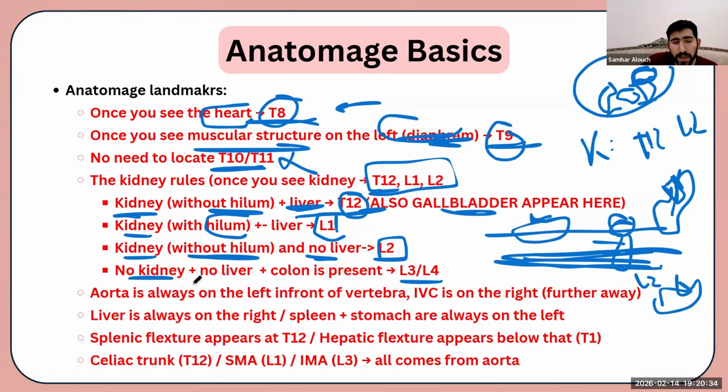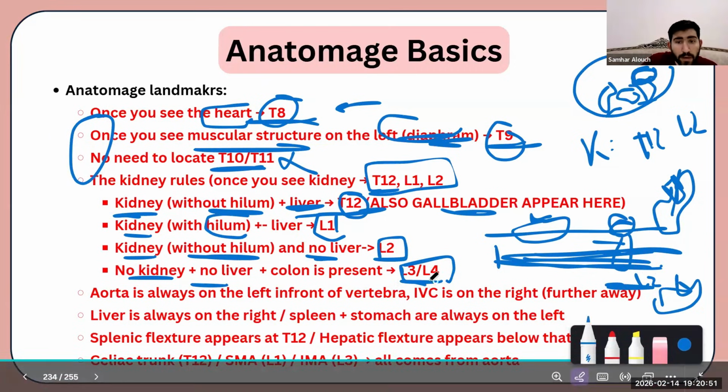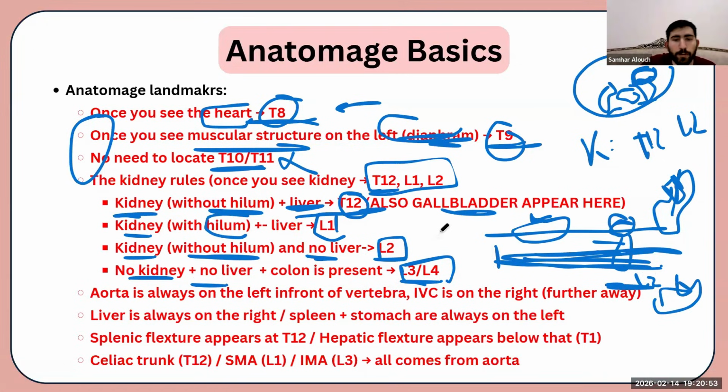Then if the kidney disappeared and there is no liver and there is colon, then we are really, really low. We are even below the kidney, that's L3, L4. No kidney, no liver, and there is colon, okay? Because even here there is no kidney and no liver, but there is no colon, okay? But no kidney, no liver, and there is colon, that's pretty low, that's L3, L4, or even L5. Okay, keep this in mind.